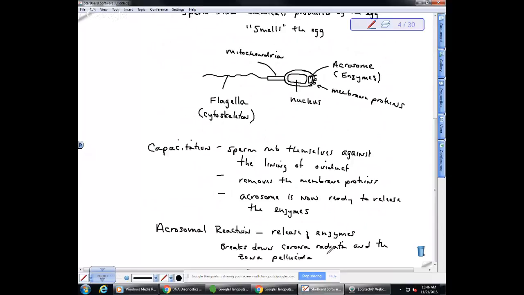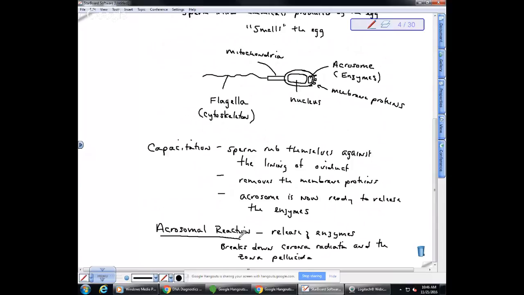Now, one of the things that's interesting about this acrosomal reaction is that the first sperm that gets to the egg is not able to fertilize it. So what has to happen is you have to have hundreds of sperm breaking it down originally, and then one sperm can break through. So the first sperm cannot get through the barriers.